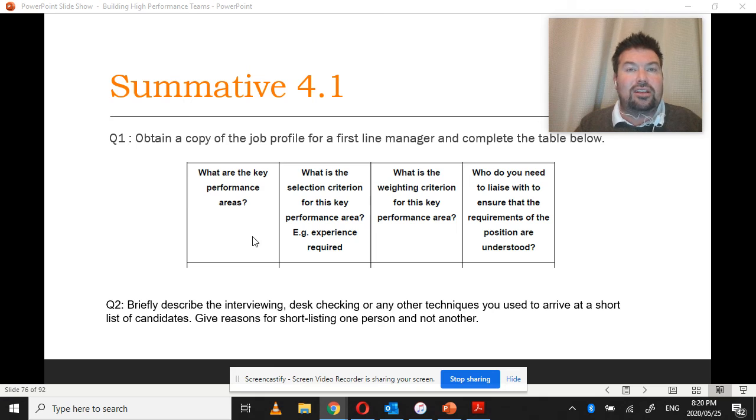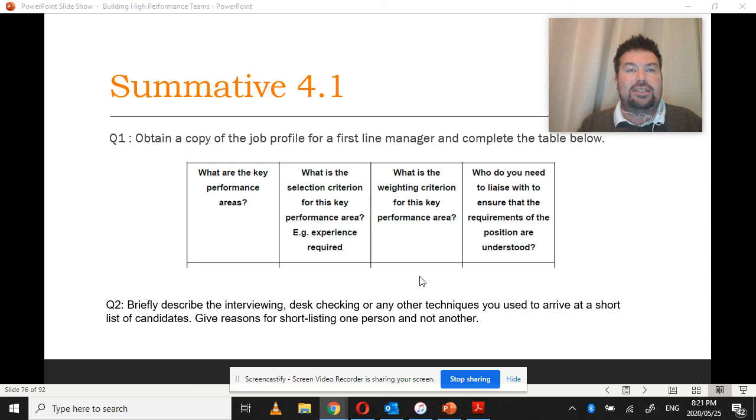You then take that and you break it down. So the things that you're going to look at is, what are the key performance areas? They'll be shown on the metric for first line managers. So this is what a first line manager does. What are their key performance areas? Okay, so now based on those key performance areas, is it a qualification that is necessary? Is it experience that is necessary? Is it certain skills that are necessary? So what is the selection criteria for the performance area?